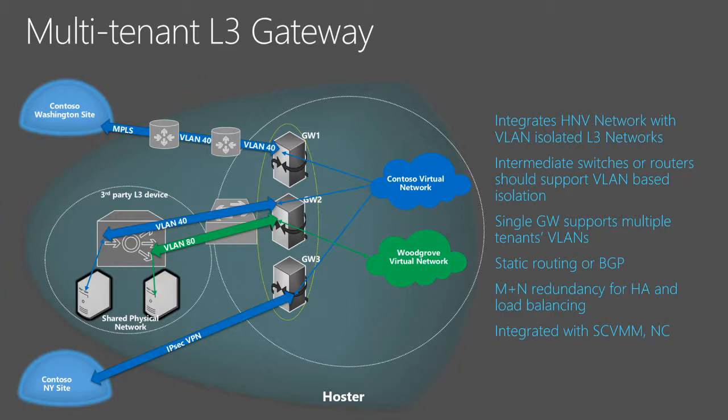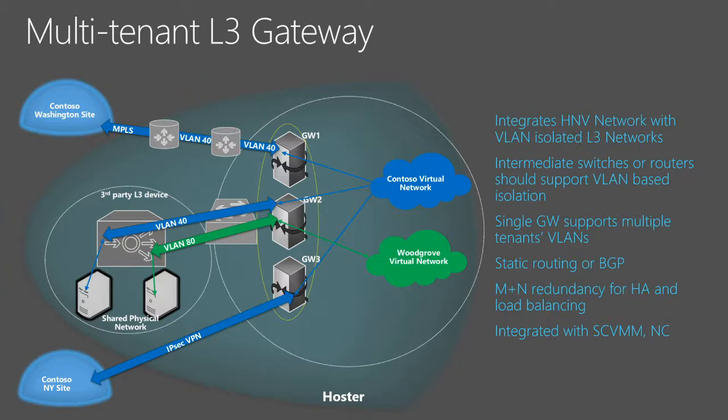And we have come up with 2 solutions to make the connectivity possible, because in all these cases what you have to do is bring the traffic from these appliances that are residing in the physical network, and they are typically VLAN isolated. So each of them, for every tenant, has a separate VLAN. We need to bring that traffic into the respective virtual networks.